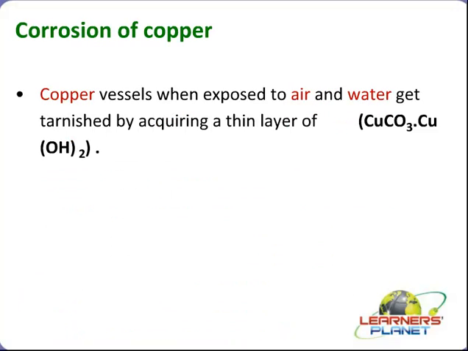There are other metals also which undergo corrosion. That is copper vessels. You must have seen, children, when your copper utensils are exposed to air, what happens? Or if a copper utensil is kept for a long time, what happens, students? There is a formation of a thin layer over it. A greenish layer is formed.